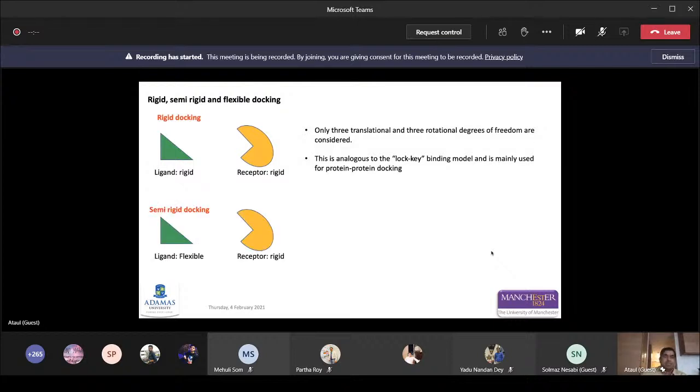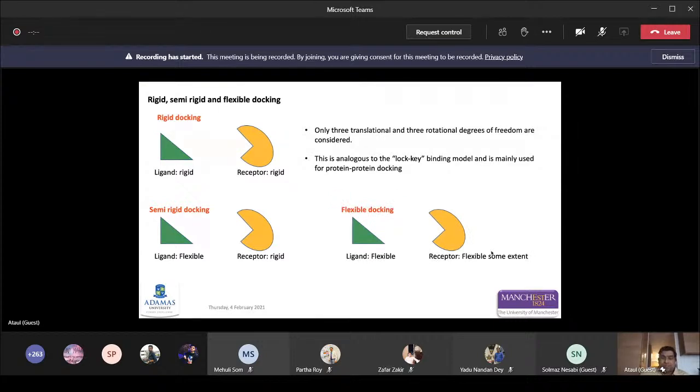In semi-rigid docking, the ligands are flexible and the receptor is rigid. Your ligand will go to the active site. There will be no conformation analysis of your receptor, but the ligand will undergo conformational sampling, and it will generate a huge number of conformations. Among these conformations, it will find which one is the best one, which pose is the best one. How to select the pose, I'll explain in the next slide. So this is called semi-rigid docking. The ligand is flexible, the receptor is rigid.